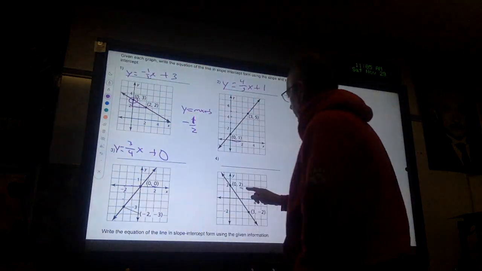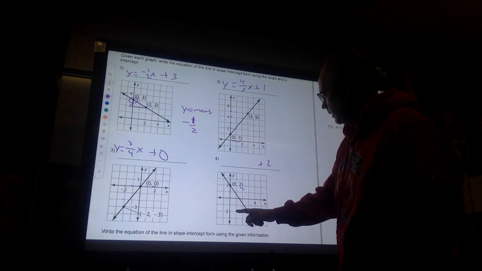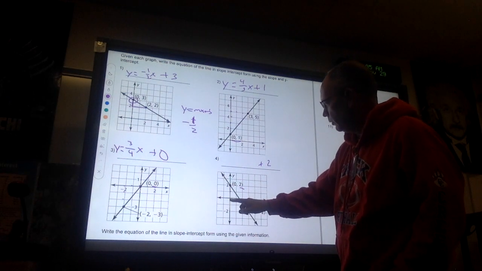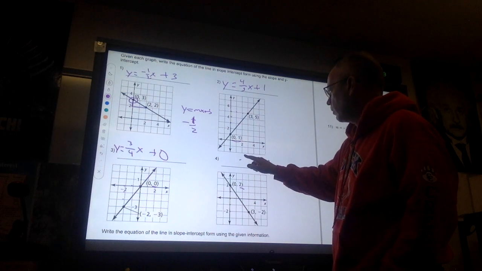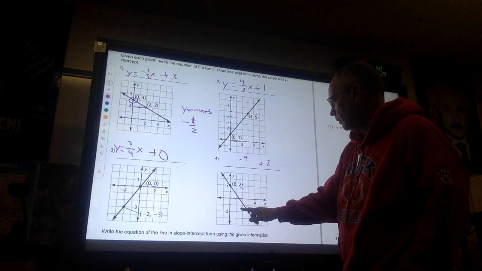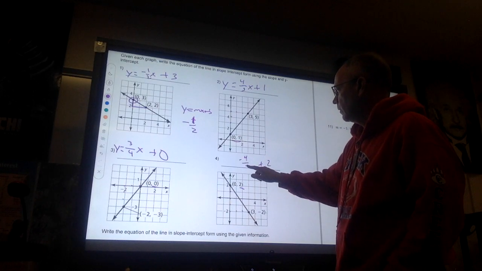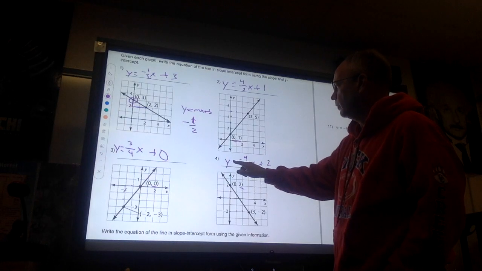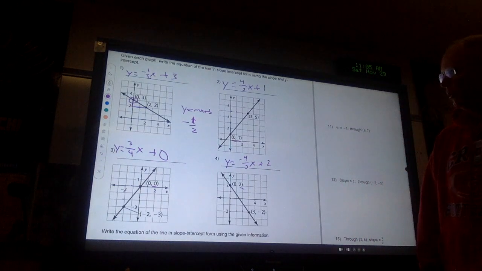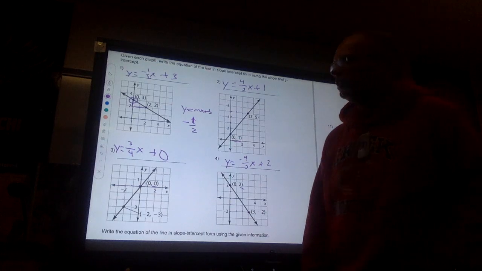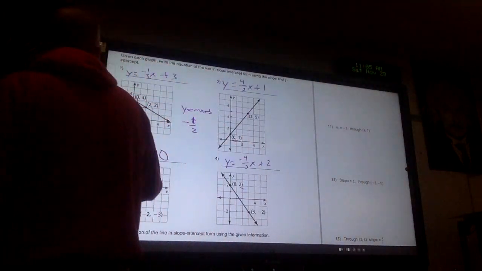You can erase it. It's not a big deal. This one we have the y-intercept here being 2. I'm going to count to get my slope. So 1, 2, 3, 4. So down 4, and right 1, 2, 3. So y equals negative 4/3 x plus 2. Make sure you ask your teacher if you have questions about these.